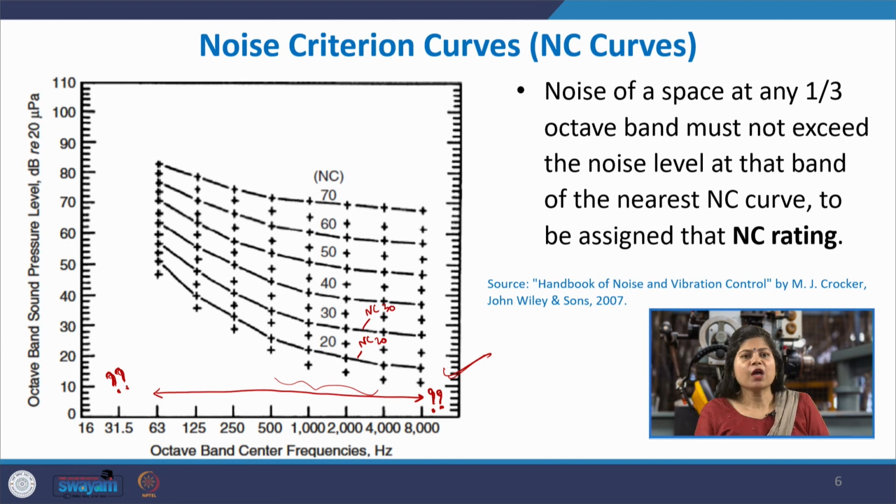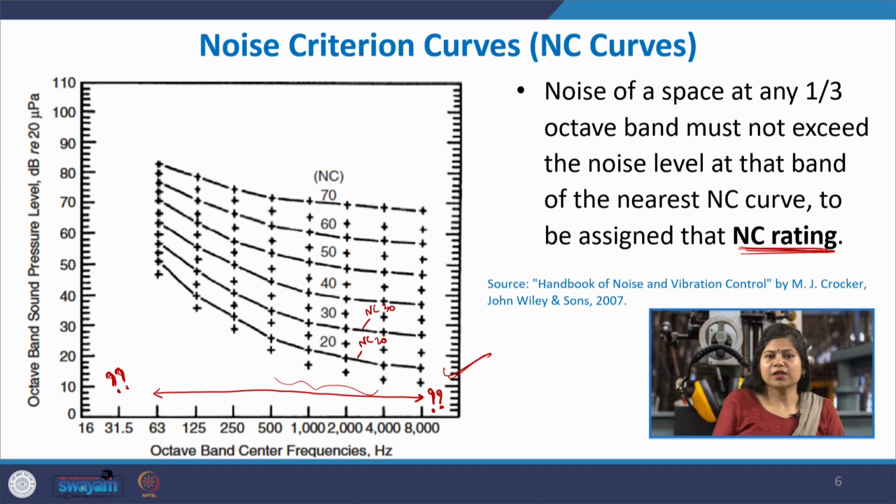So, suppose you now have the 1/3 octave spectrum of any indoor environment. You plot it against this graph and see which is the closest NC curve that is just above or equal to it at all points, and that will give you the NC rating of that particular environment.